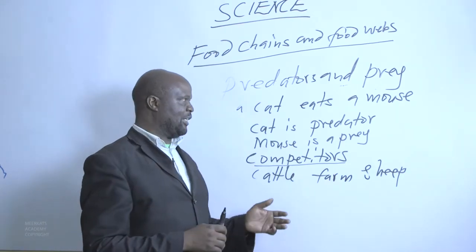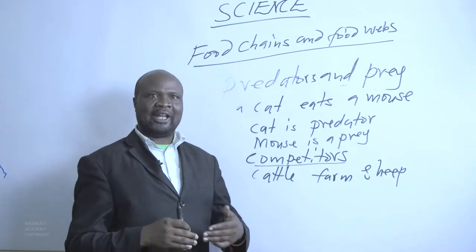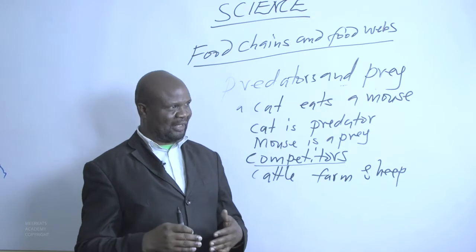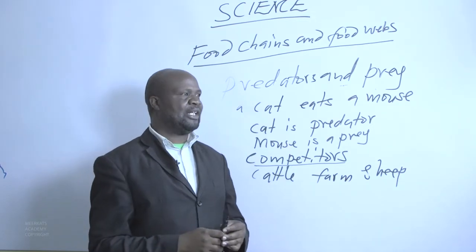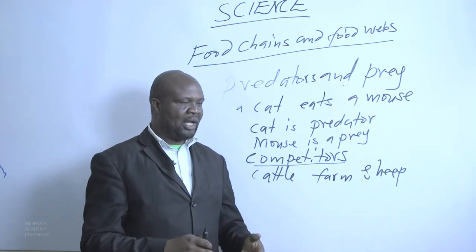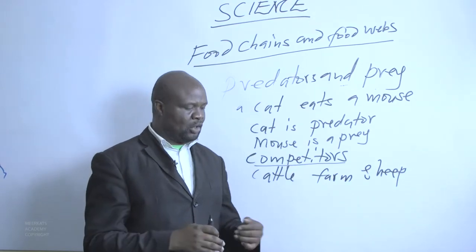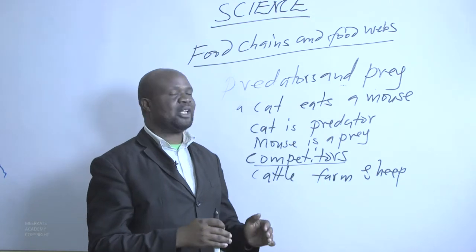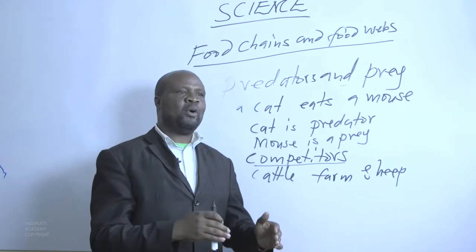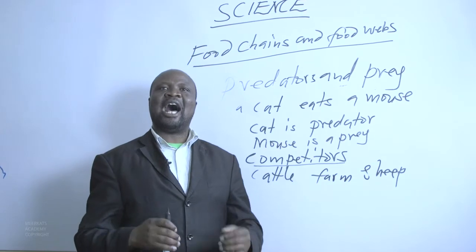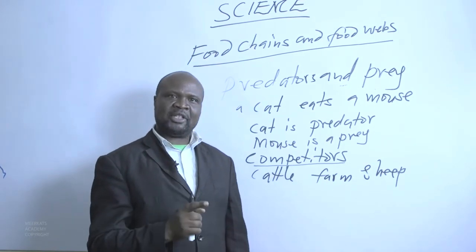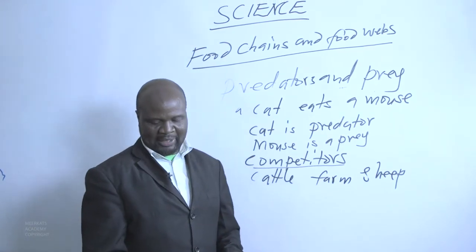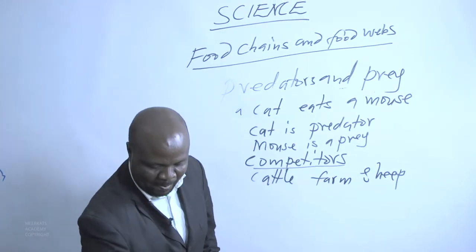Another example: when hyenas are introduced in a game park that is inhabited by leopards, and we know that leopards feed on antelope, we can say both the hyenas and the leopards are competitors because they are competing for the same kind of food, and the food is antelope.